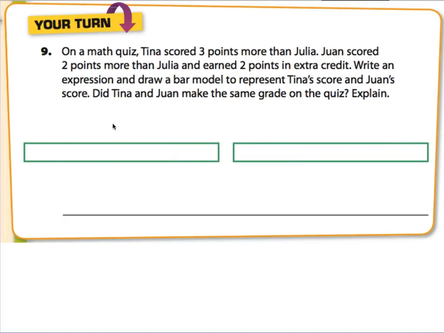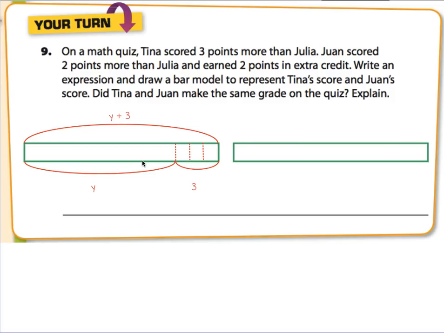All right, so for Tina, what you should have found is that her expression or her model would look something like this. There it is. All right, so Julia's points are being represented by y, and Tina earned 3 more points than Julia. So this whole rectangle is represented by y plus 3.